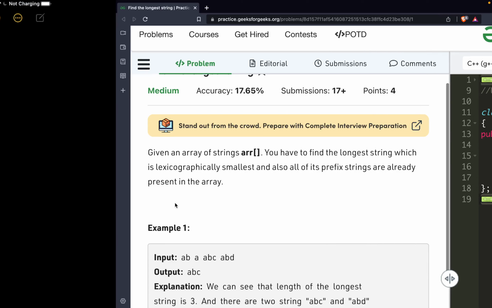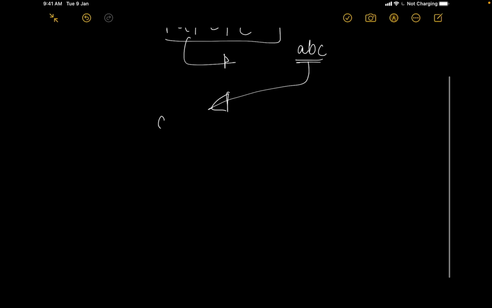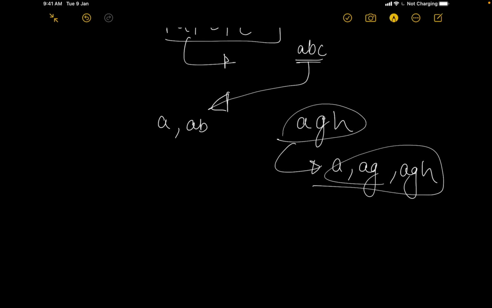Before we start with the question, let's understand what a prefix string is. When we have a string, let's say a b c, so this is a string. Let's simply write abc so as to not confuse it with the array. So the prefix strings for abc are a, ab. Let's say for agh, the prefix strings would be a, ag, also agh. So these are the prefix strings for these strings.